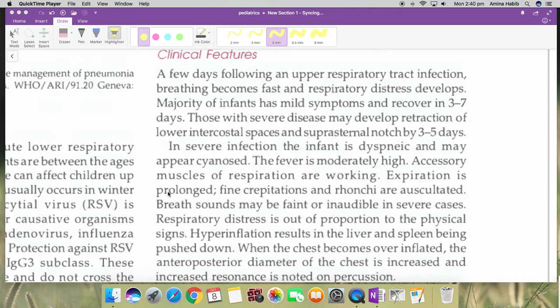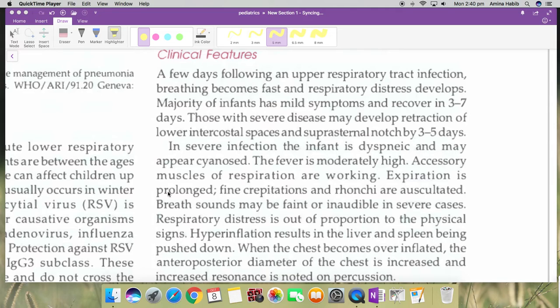In vesicular breathing, inspiration is longer and expiration is short, but here expiration is prolonged, so you will start to get something like a bronchial pattern. Then sometimes there are other breath sounds such as fine crepitations, fine creps, and rhonchi.